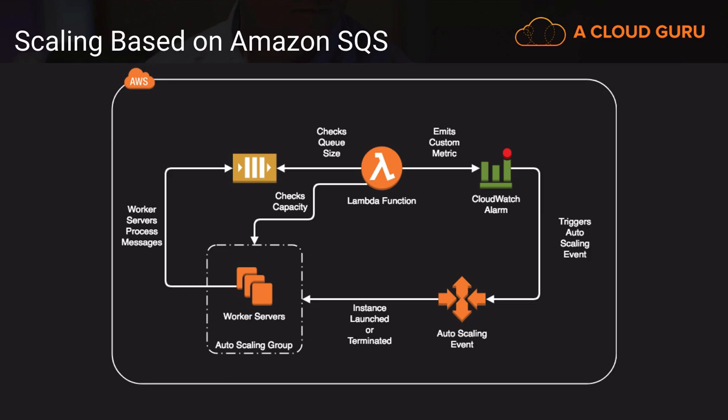You can also scale based on some other external conditions. In this case, we're showing a landscape where we're scaling based on the number of items in an SQS queue. And we're using a lambda function to check the queue size. And we're also checking the capacity of the auto-scaling group. If we decide we need more instances to get through that queue faster, we can trigger a custom metric, which then in turn triggers an auto-scaling event to add more instances.